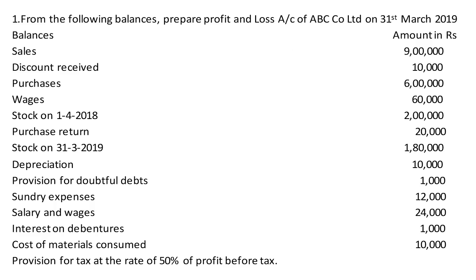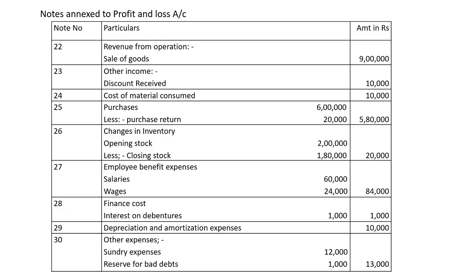So before going to the preparation of profit and loss account, we have to go for the notes annexed to profit and loss account. So let us prepare the notes. Here, note number 22, revenue from operations. Under that revenue from operations, the sale of goods is 9 lakh.